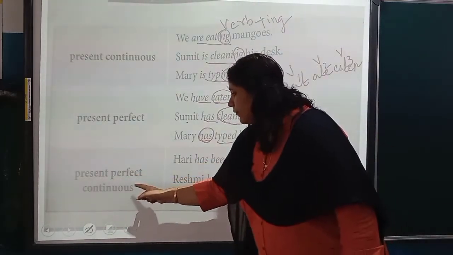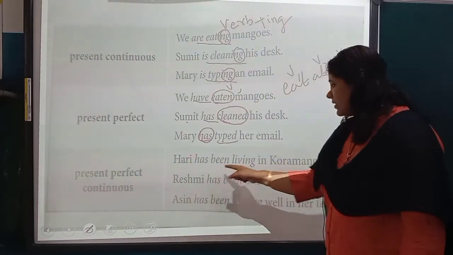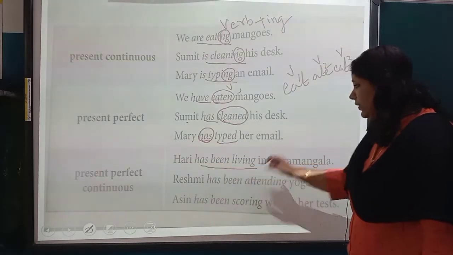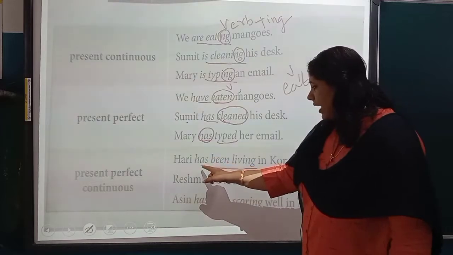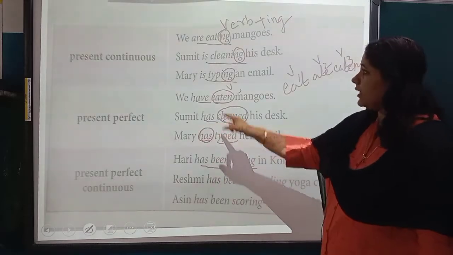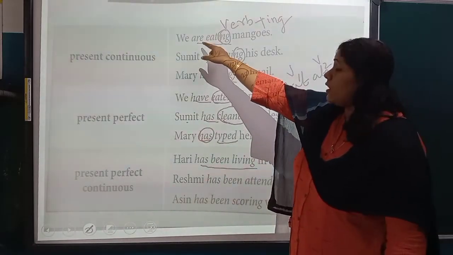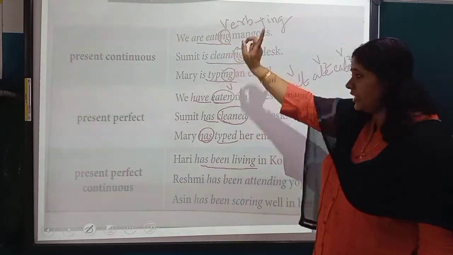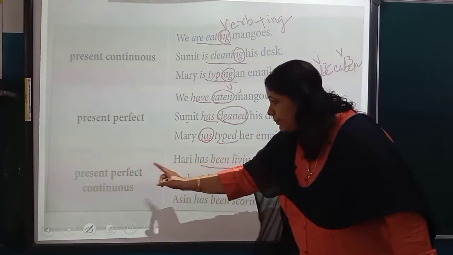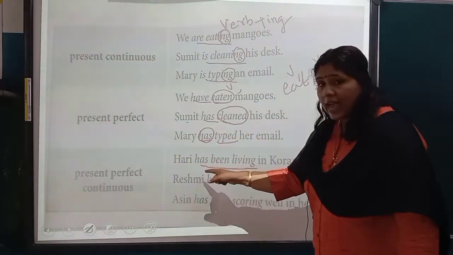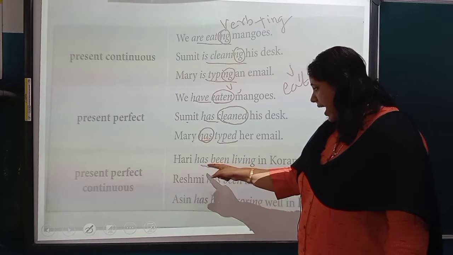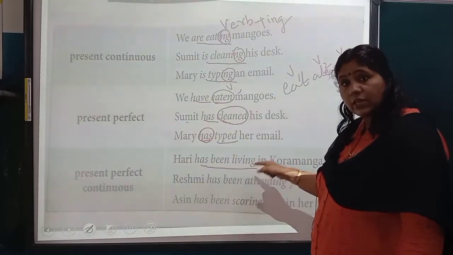Next, present perfect continuous. Hari has been living in Koramangala. Has been living. So this is the formula: has or have plus been plus ing. Understood? For present continuous, what will we do? Is, are, am plus verb with ing. For present perfect, has or have plus V3 form. For present perfect continuous, we will add has plus been plus ing with the main verb.